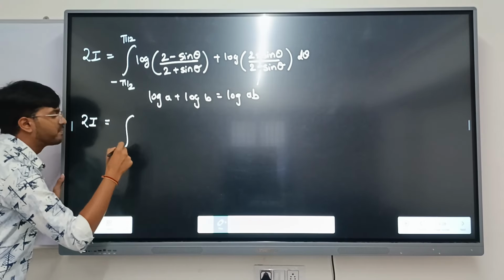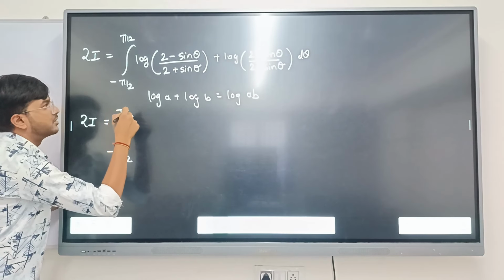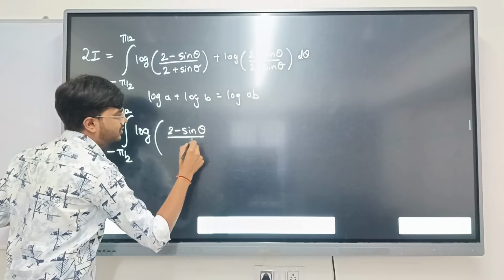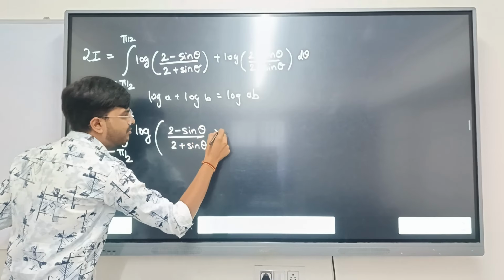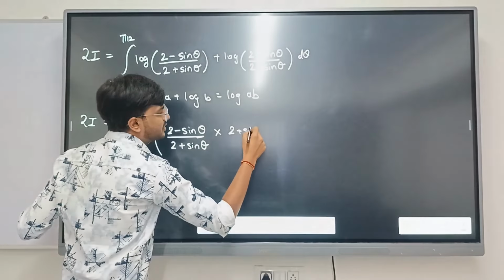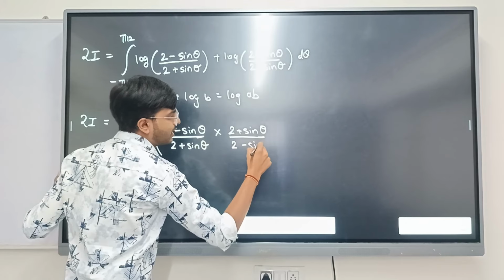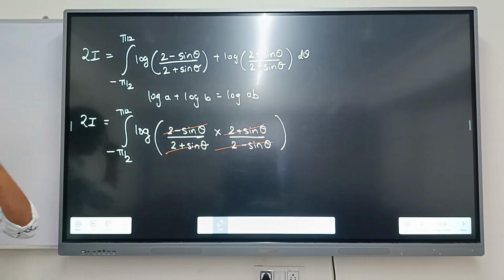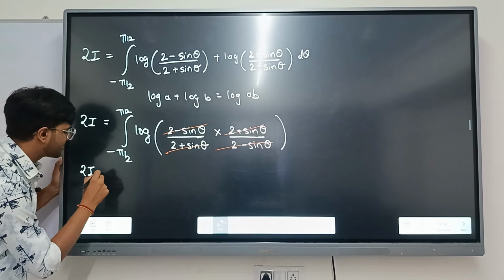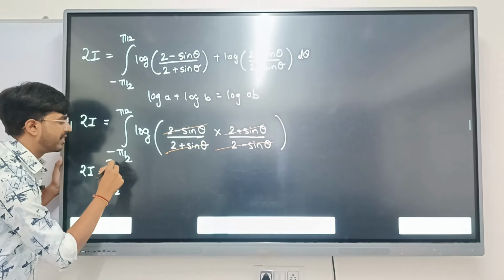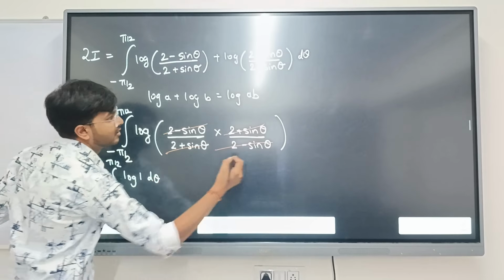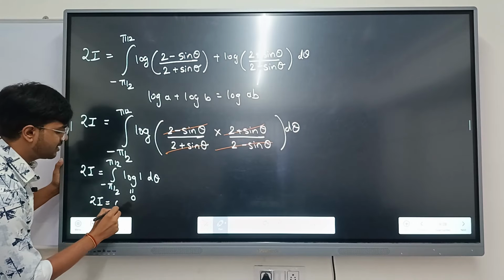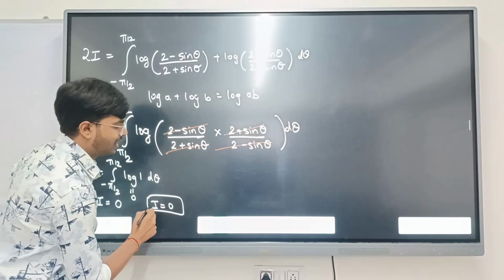So 2i equal to integral from minus pi by 2 to pi by 2 of log of the multiplication of both of them. So (2 minus sine theta) into (2 plus sine theta) multiplied by (2 plus sine theta) into (2 minus sine theta). So 2 plus cancels, 2 minus cancels. So what remains? 1. So we have 2i equal to integral from minus pi by 2 to pi by 2 of log 1 d theta. And what is log 1? Log 1 is 0. So what do we get? 2i is 0. That is, I value is 0.